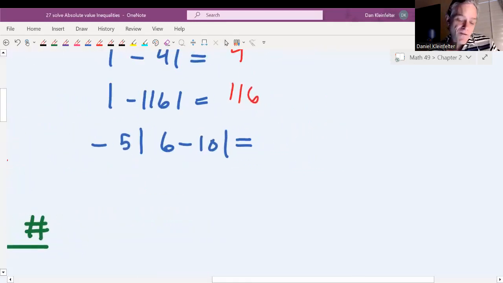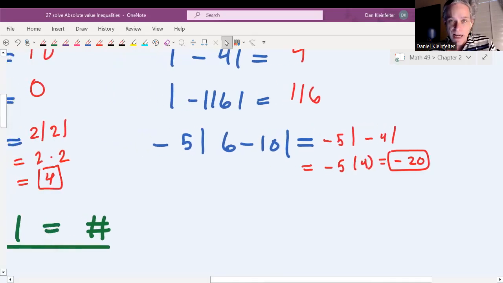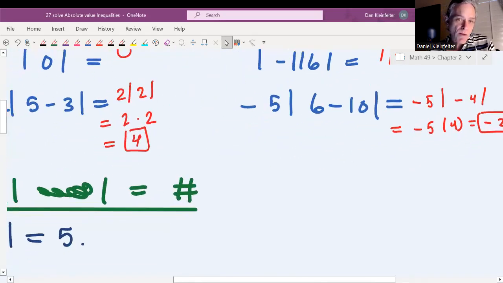Over here we have -5 times the absolute value of 6 minus 10. 6 minus 10 is -4, so this is -5 times the absolute value of -4. The absolute value of -4 is 4, so -5 times 4 is -20. If you're concerned, well, I thought you said that absolute value is always non-negative. It's true, the absolute value part is always non-negative, but here we've multiplied by -5, which turns our 4 into a negative product. All right, so that's a quick run through for absolute value.